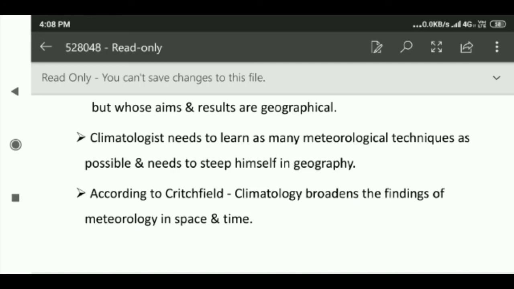We learn about the interrelationship between meteorology and climatology. In the next lecture, we will learn about the nature of climatology.